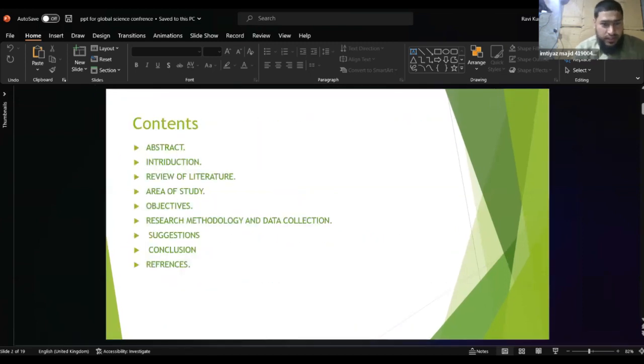Here are the contents of this paper: abstract, introduction, review of literature, area of study, objectives, research methodology and data collection, suggestion, conclusion, and reference.